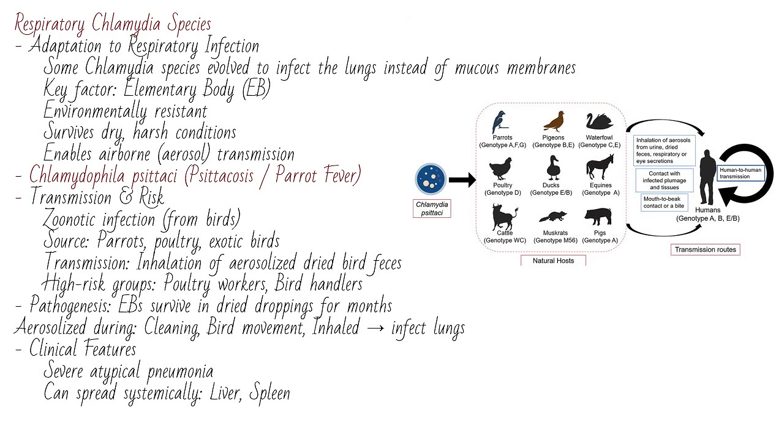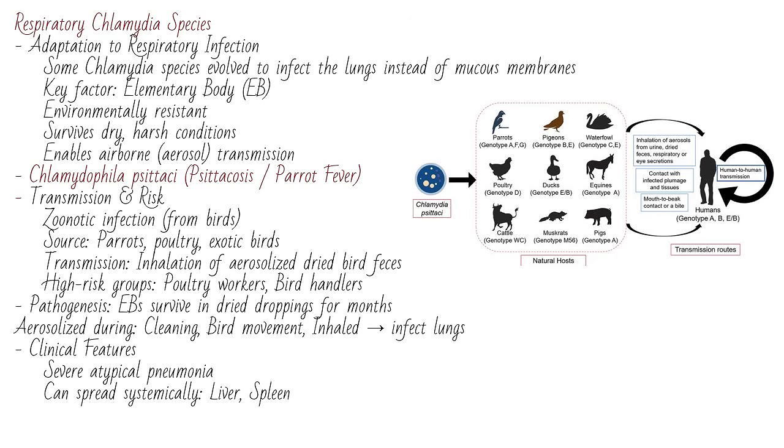It causes psittacosis, commonly known as parrot fever, a major occupational hazard in turkey processing plants, and for people working closely with exotic birds. You catch it by inhaling dust from infected bird feces. The bacteria penetrate deep into the lungs, spread systemically to the liver and spleen, and cause a severe atypical pneumonia. This demonstrates the environmental resilience of that armored elementary body. It can survive in dried, desiccated bird droppings for months.